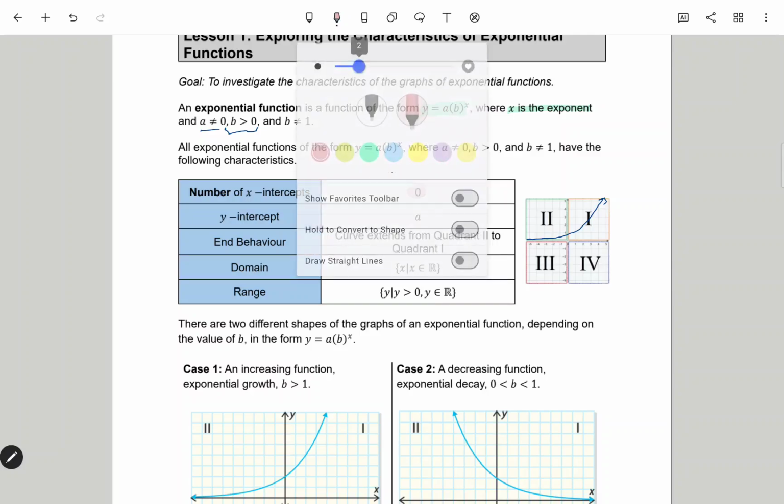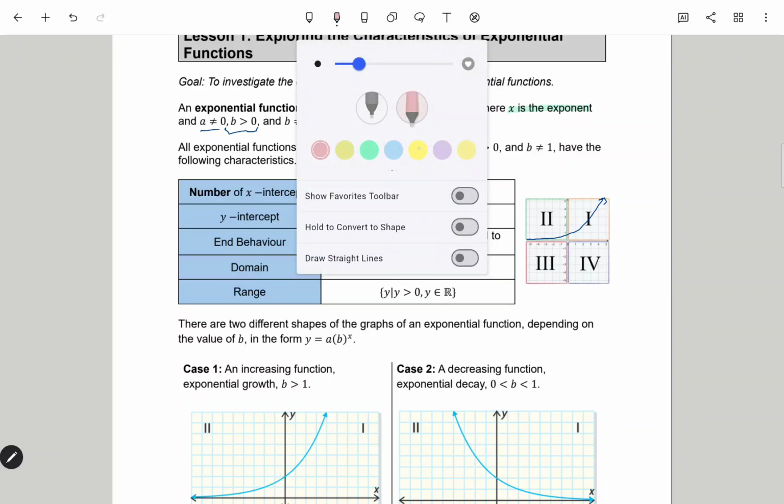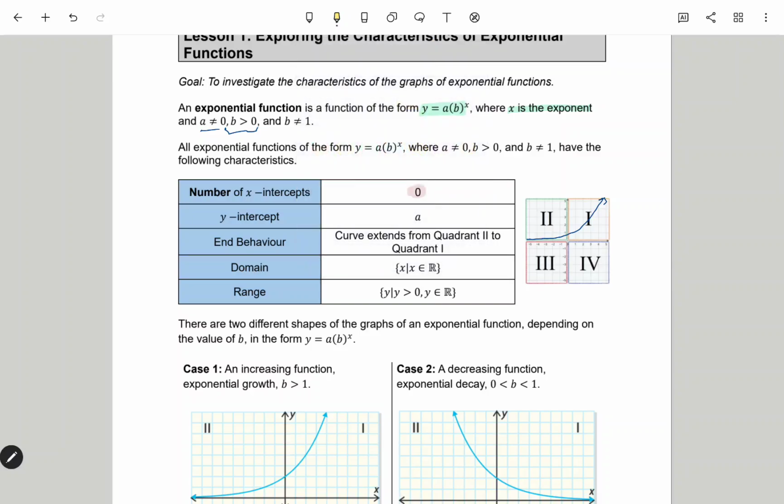The one thing that does change is our y-intercept. And our y-intercept depends on what this value here is. So if we know what value that is, then we know what value this is.